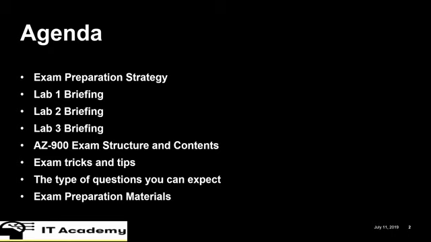We're then going to take a look at the AZ-900 exam structure and the contents in it, just so you know what you're up against with this exam. We're going to take a look at some time-proven exam tricks and tips that have gotten me and several other engineers through Microsoft exams over the years. We're going to take a look at the types and styles of questions that you can expect in the exam. And then finally, I'm going to show you where the exam preparation materials are so you can get a hold of the lab exercises, some readiness review questions, and the training notes.